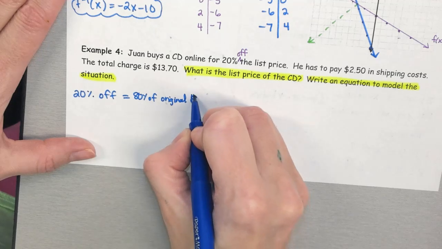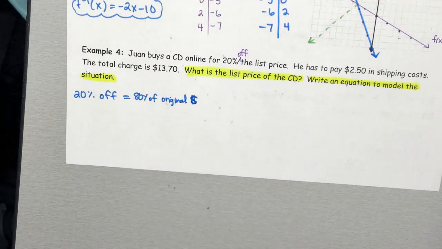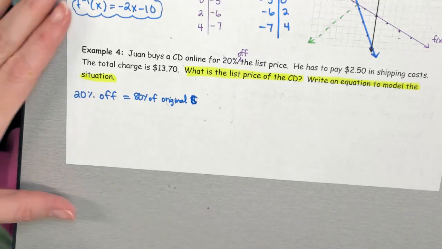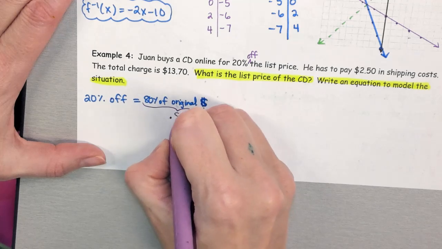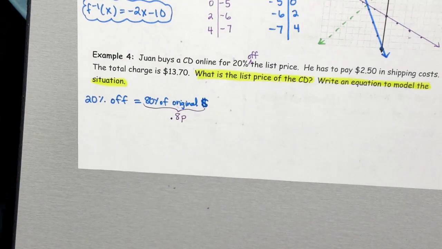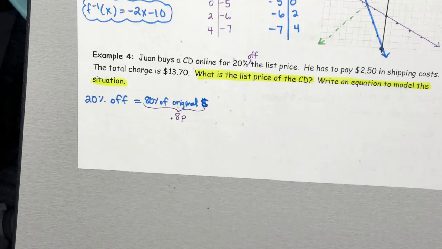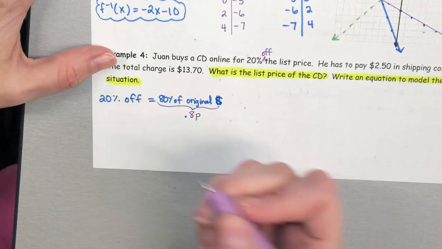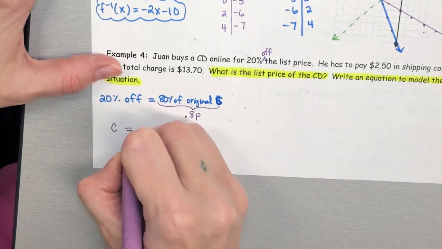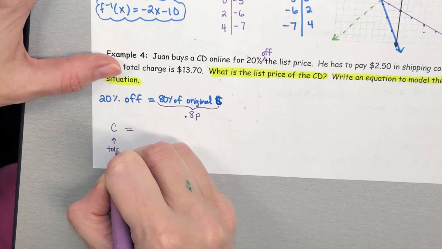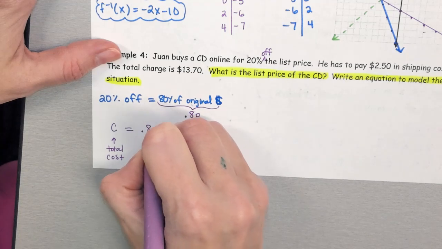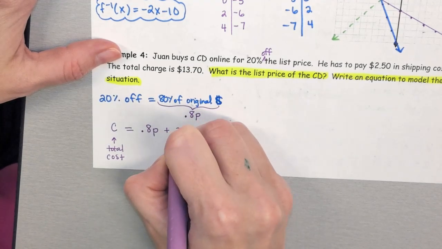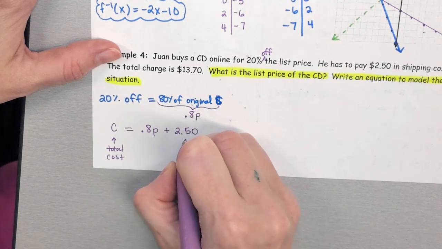We'll do the dollar sign symbol. Okay, so the way that we represent that mathematically, we write the percent as a decimal, which is 0.8. We're going to call it 0.8p. P is going to stand for price. Okay, and we're also going to have the variable c that stands for the total cost. So the total cost that he is paying is 80% of the original price plus the $250 in shipping.